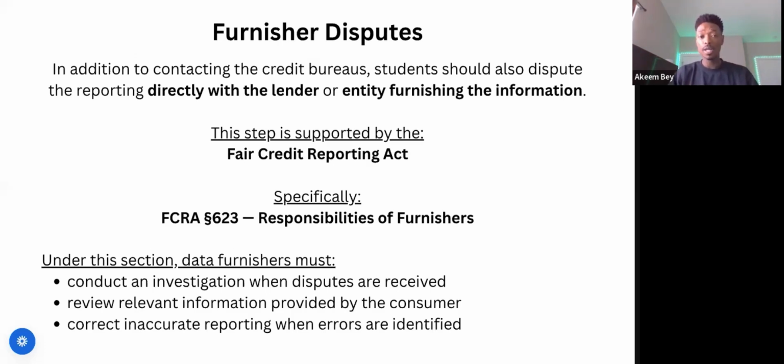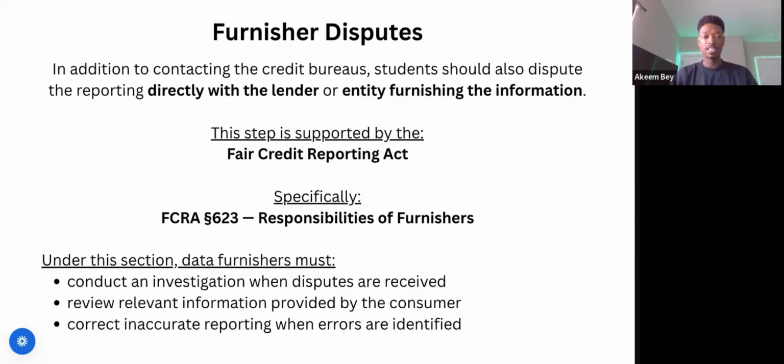So now when it comes to furnisher disputes, in addition to contacting the credit bureaus, you also want to dispute the reporting directly with the lender or the entity furnishing the information. So this step is supported by the Fair Credit Reporting Act under Section 623, responsibility of furnishers. But you first have to start the dispute process with the credit bureaus. You can't just go straight to the furnisher.